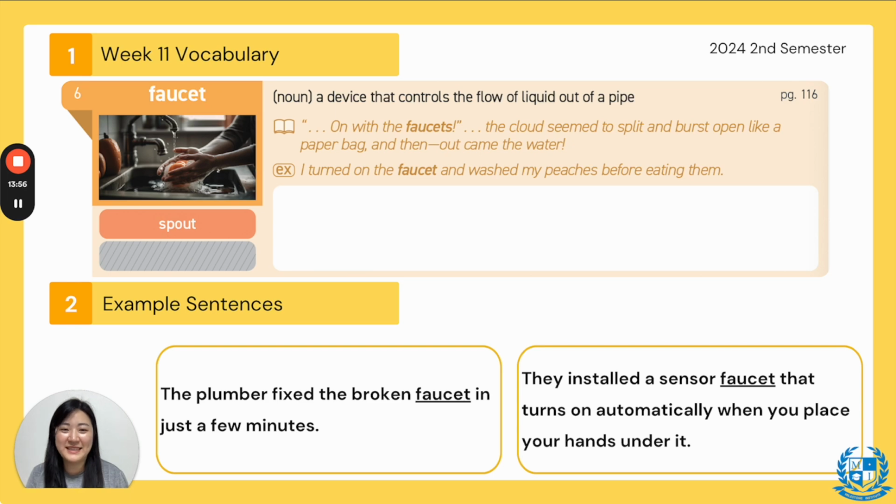That's my story. Next sentence, it says, they installed a sensor faucet that turns on automatically when you place your hands under it. I've seen these a lot at department stores. You just put your hand under and then the water starts to come out. You don't have to turn the faucet on.